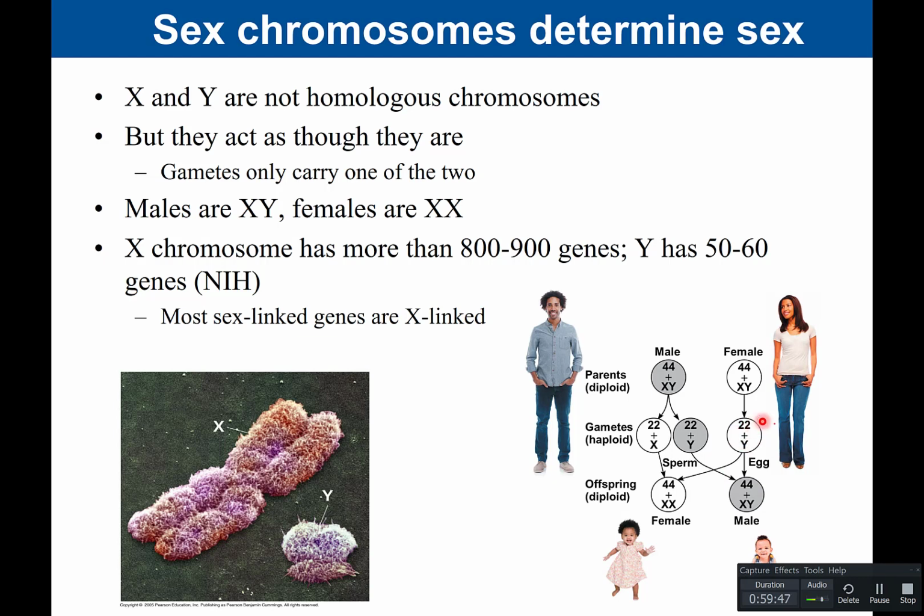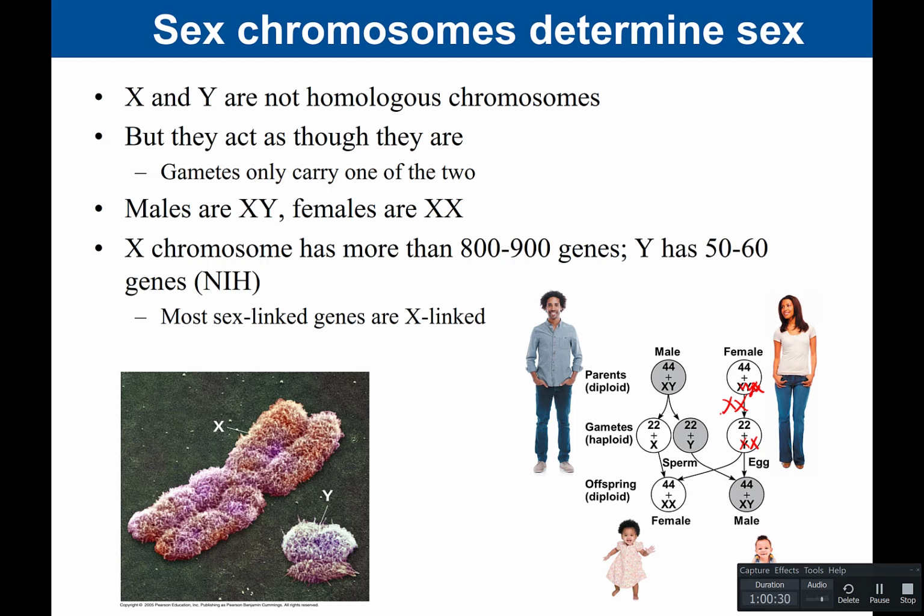So if we have our egg, and your textbook had a little problem with its image. Notice that they had the female being XY. Females are not XY. Females are XX. So the female should be XX and 44 autosomes. And what that means is that she only has one type of gamete, 22 autosomes and an X, not a Y. That should not be a Y.